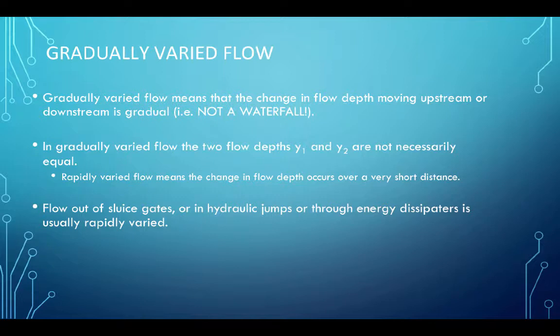Flow coming out of sluice gates or in hydraulic jumps or through energy dissipators is usually rapidly varied. Now we can take the sluice gate flow and treat it as gradually varied until it gets close to where it's going to hydraulic jump, and then it would be rapidly varied, and then we can continue onward with gradually varied flow.